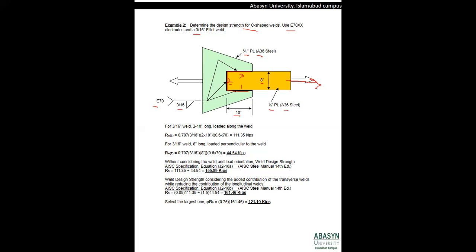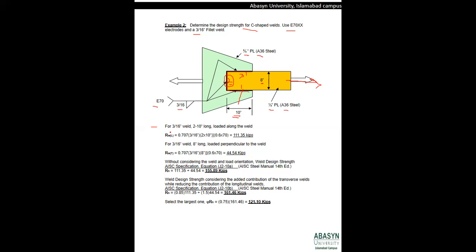In order to solve this problem, we will find the strength of each weld separately: the 10-inch weld, then the 8-inch weld, followed by the other 10-inch weld. In this case, as we have the same thickness and the same length for the two 10-inch welds, we can find the strength of any one weld and multiply it by 2 to get the net result. But we have to find the strength of weld number 2, which is 8 inches. So let's see how we will proceed.